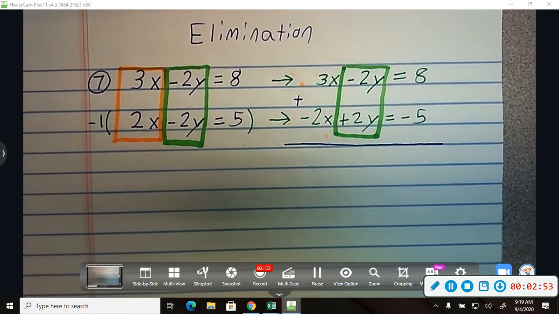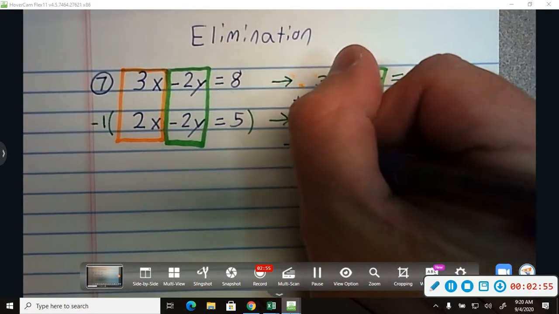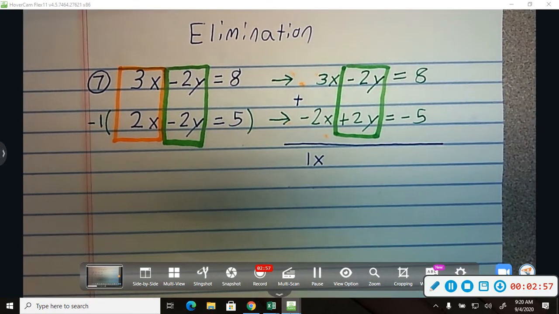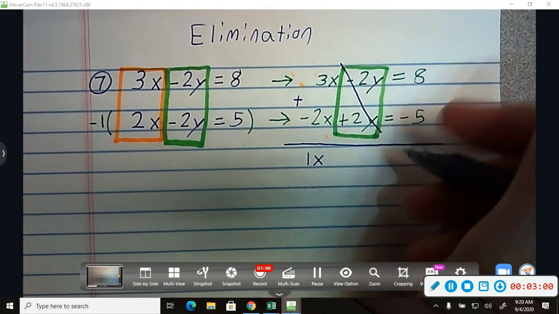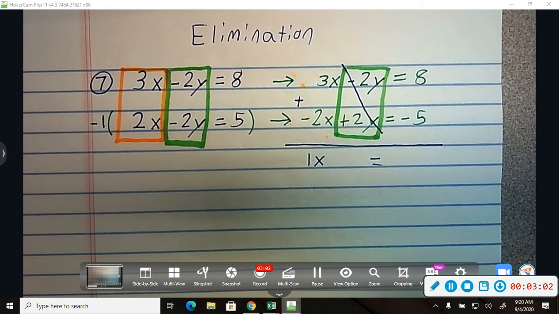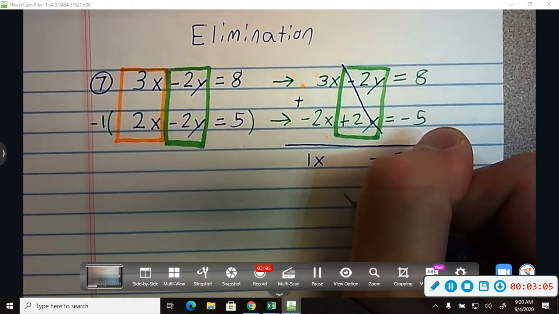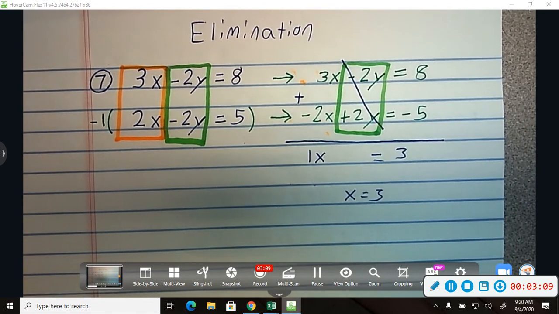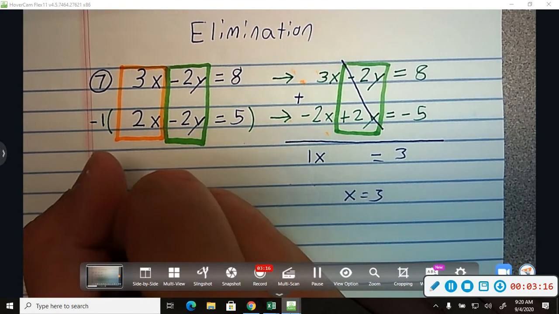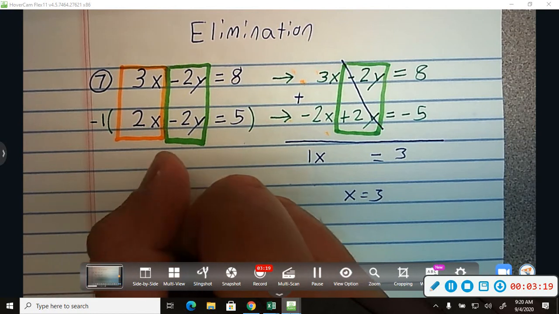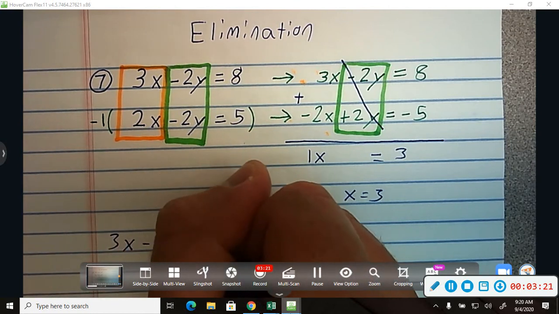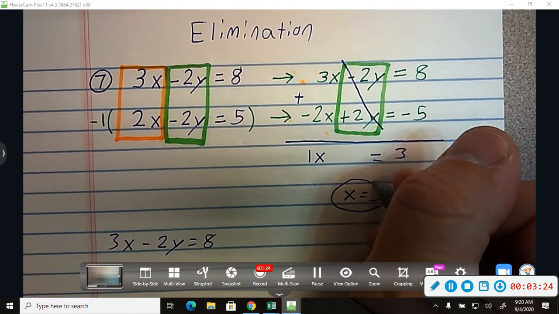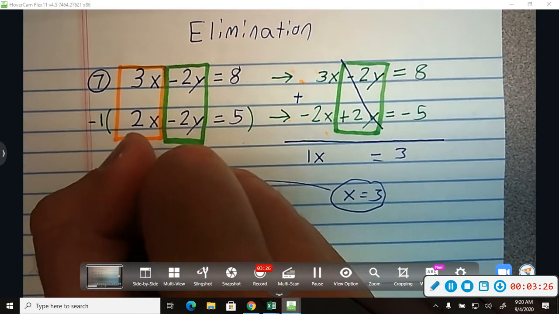And 3x plus -2x is just 1x. These eliminate. And 8 and -5 is 3. So you just get x is 3. I think this is way easier for me. Now to find your y value, you pick either equation. I'll just pick the top one. And you're going to substitute 3 in for x.